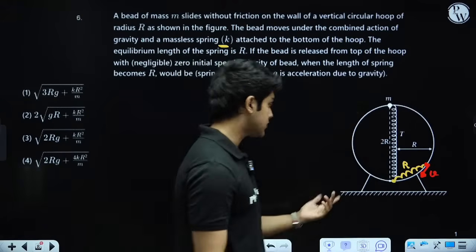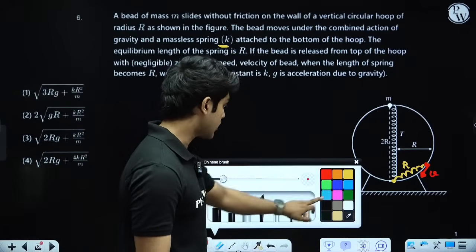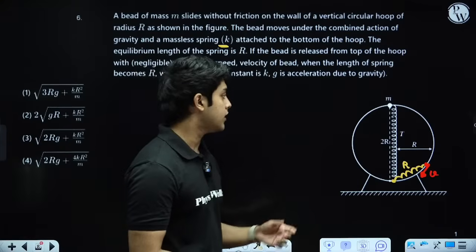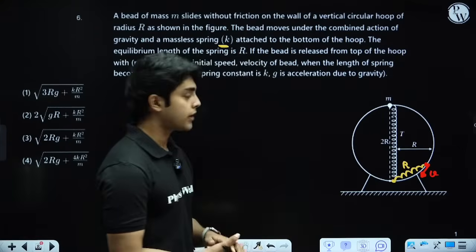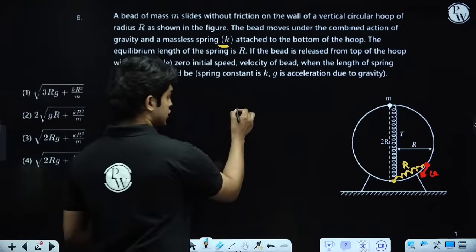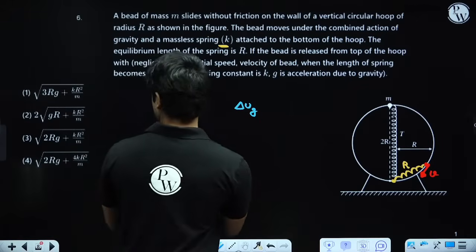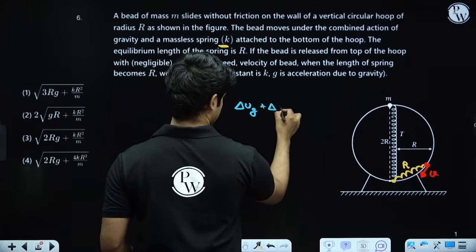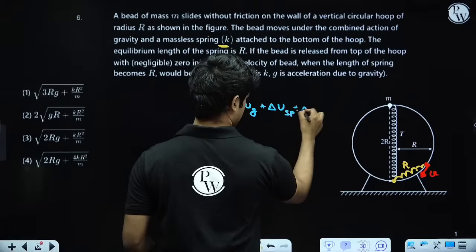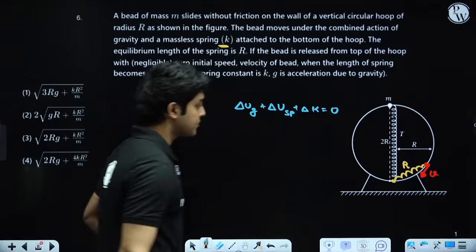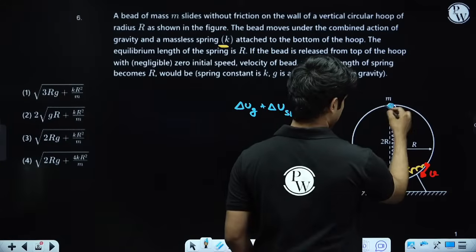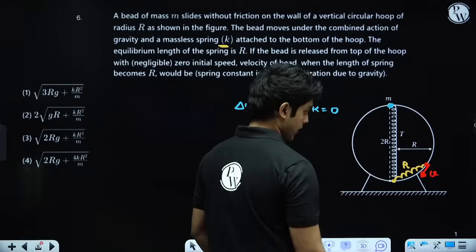What is the final speed? This is a simple energy conservation problem, because what are the forces acting on the particle? There is the normal force which does no work, there is gravity, and there is a spring force, right? So spring force and force of gravity, we can include them as potential energy. So we can say change in gravitational potential energy plus change in spring potential energy plus change in kinetic energy equal to 0, okay? Simple energy conservation.